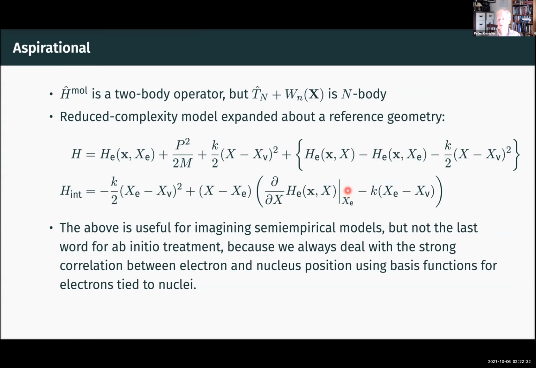And this is kind of the underpinning of semi-empirical models, but it doesn't immediately lead us to have an ab initio treatment. Okay, and it's complicated because we already have a lot of the nuclear electronic correlation, of course, in atomic orbital basis calculations, because the basis functions move with the nuclei.